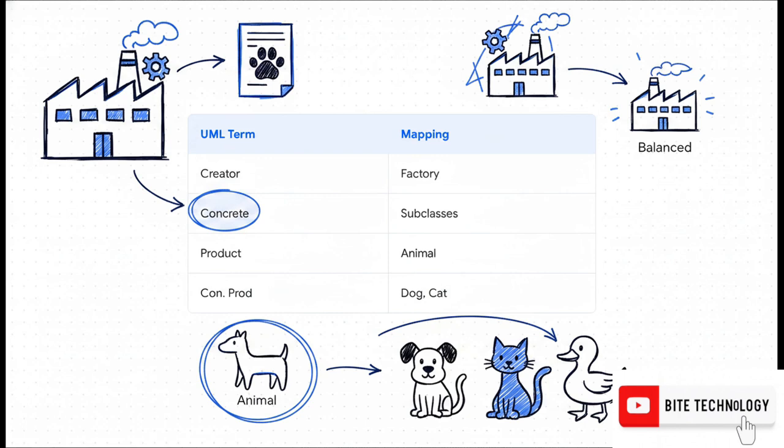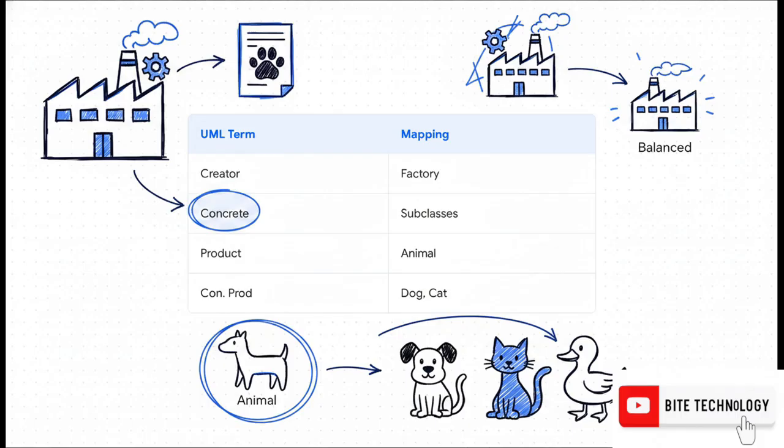Think of this mapping as your personal decoder ring. In standard architecture diagrams, you'll see the abstract term creator. In our world, that maps directly to our animal factory interface. The concrete creator represents the subclasses actually making the decisions. So that's our random animal factory and balanced animal factory.